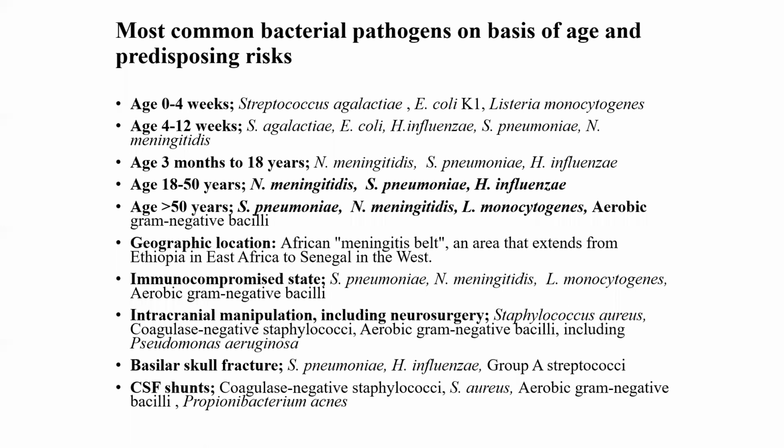The causative agents for meningitis vary based on the age and predisposing factors. For adults between 18 to 50 years, typically the commonest causes are Neisseria meningitidis, Streptococcus pneumoniae, and Haemophilus influenzae. And for those that are more than 50 years old, the commonest ones are Strep pneumoniae, Neisseria meningitidis, and then as mentioned. The geographic location is also important because for someone who is found within the meningitis belt, it also increases the risk of meningitis.